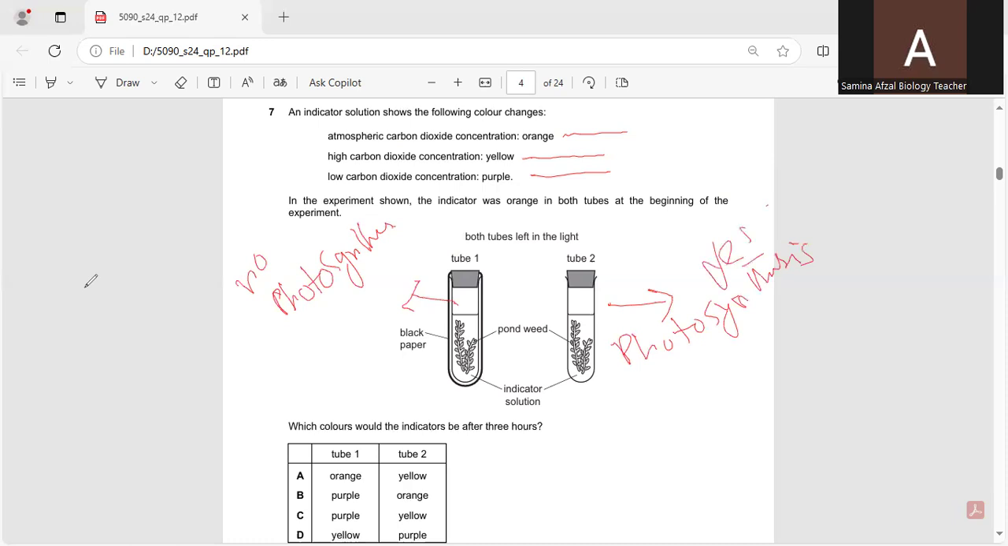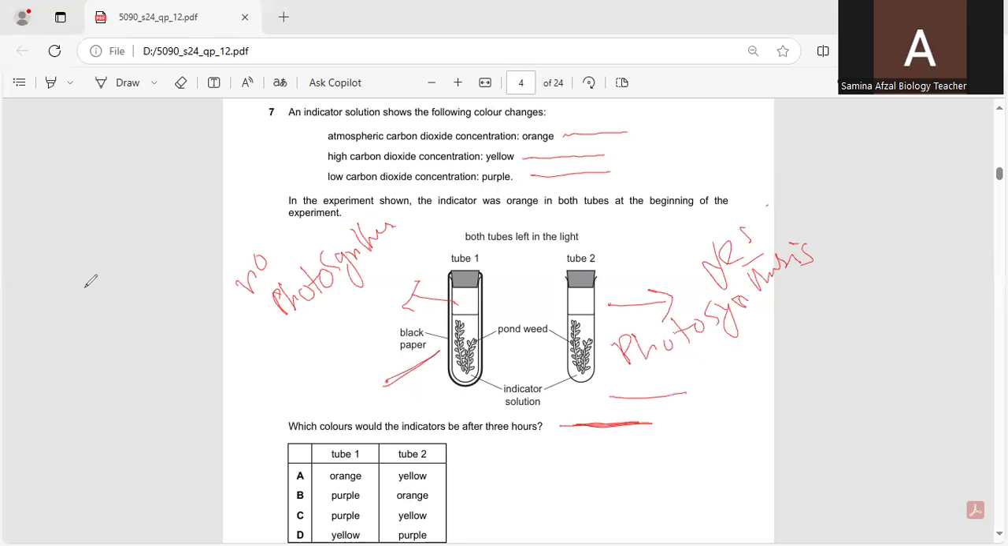So which colors would the indicators be after 3 hours? In test tube 1, there is no photosynthesis, so as a result of respiration of the pond beads, there will be a high concentration of carbon dioxide inside. But in test tube 2, the carbon dioxide which is already present will be used in the process of photosynthesis. So there will be a low concentration of carbon dioxide in test tube 2.